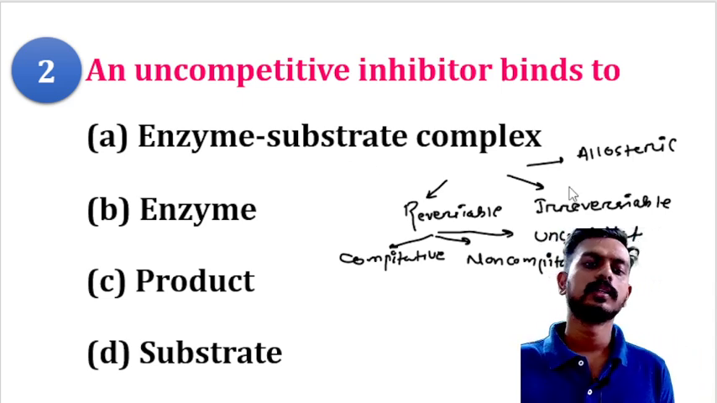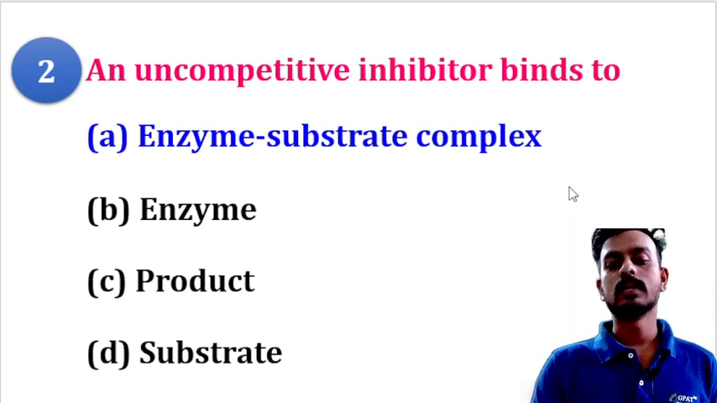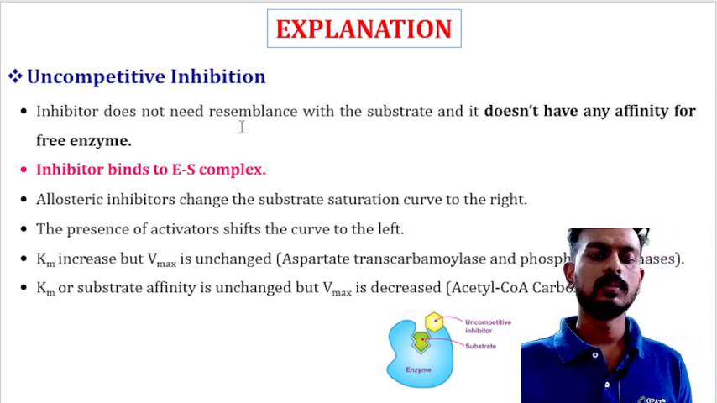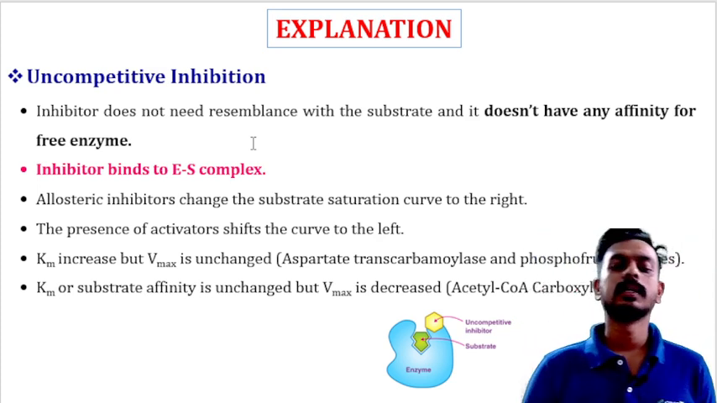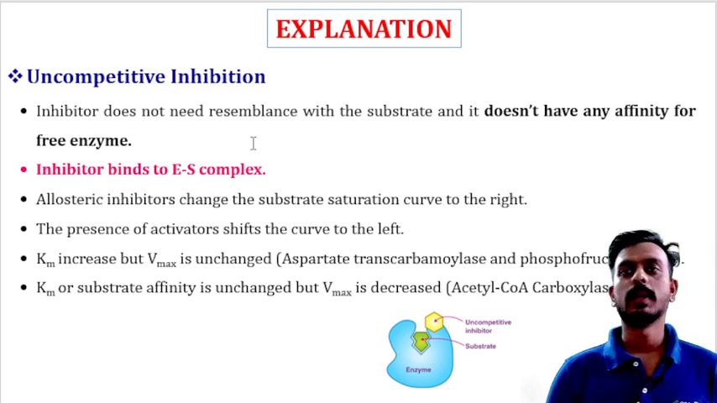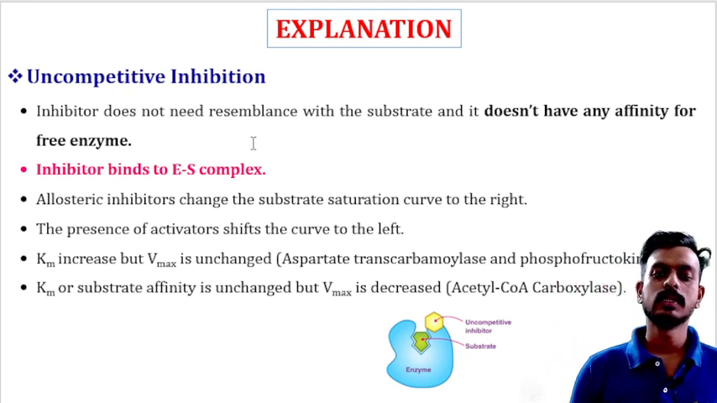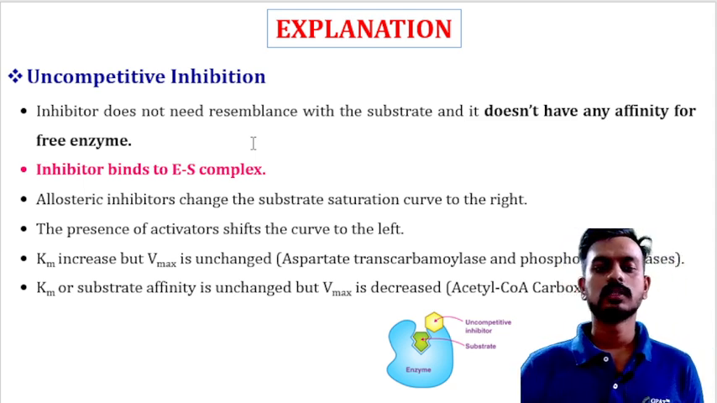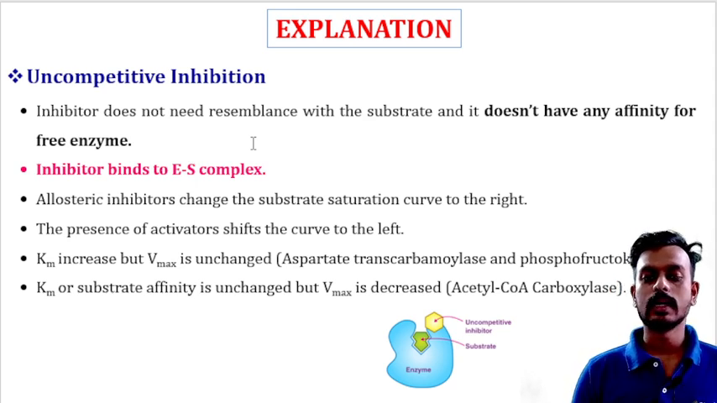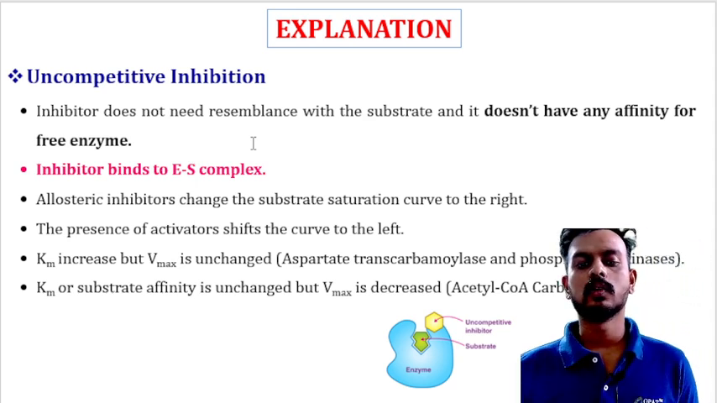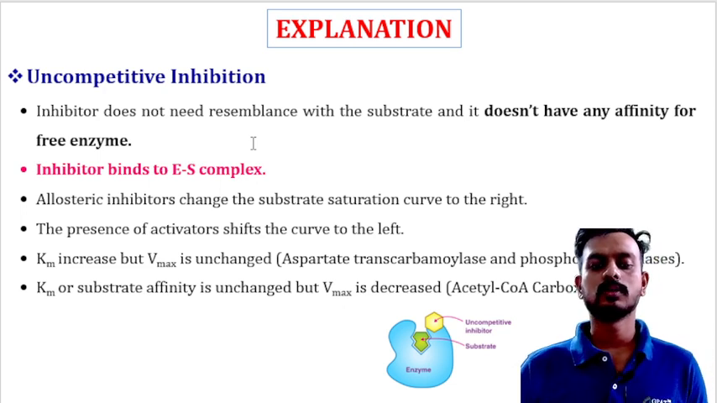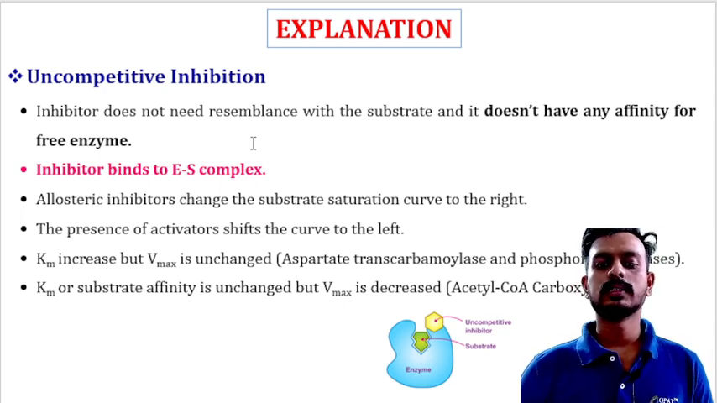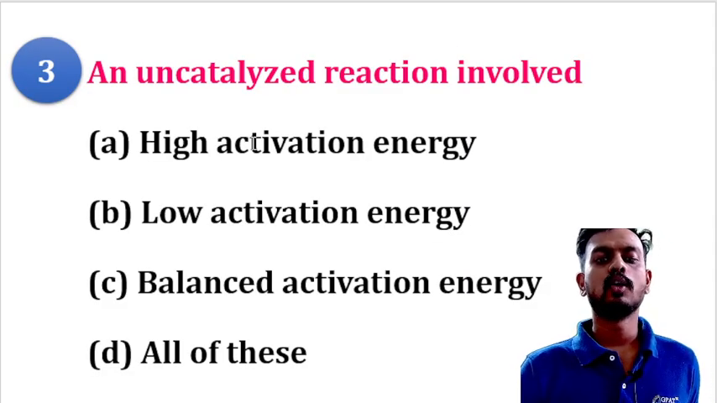Uncompetitive inhibitors basically bind to the enzyme substrate complex. There is no structural similarity between the substrate and the inhibitor, and it does not have any affinity for the free enzyme. Allosteric inhibitors shift the substrate saturation curve towards the right. Here Km increases but Vmax remains unchanged for aspartate transcarbamoylase and phosphofructokinase, whereas Km or substrate affinity remains unchanged but Vmax is decreased in the case of acetyl coenzyme A carboxylase enzyme. So moving to the next question, an uncatalyzed reaction.